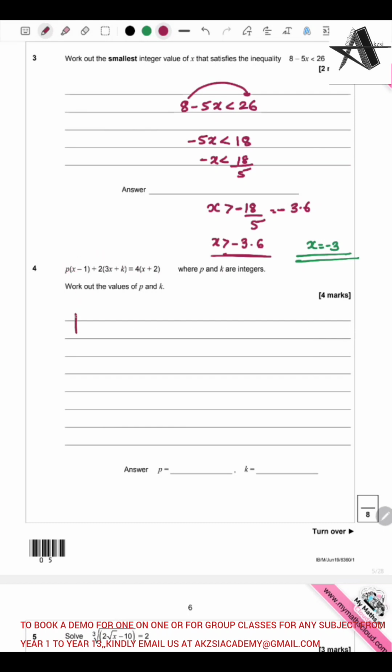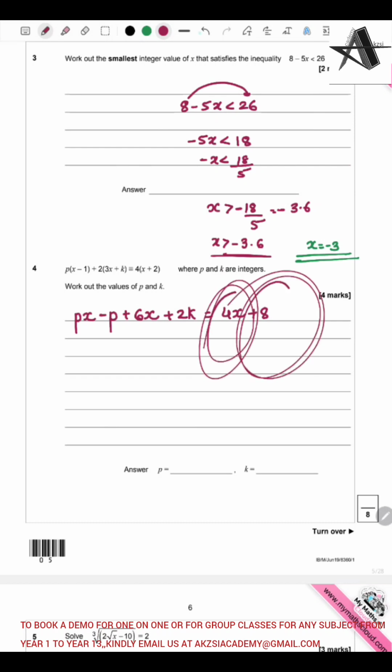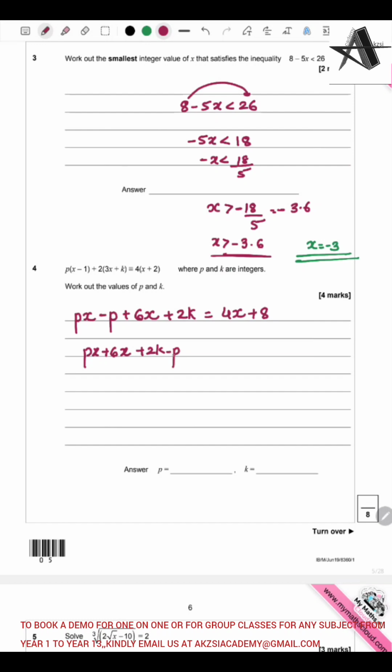So p times x is px, p times minus 1 is minus p. 2 times 3x is 6x, and 2 times k is 2k. Similarly, I'll expand the right hand side. So 4 times x is 4x and 4 times 2 is 8. Now on the right hand side I can see I have x and I have a constant. So I need to bring all x on one side on the left hand side as well. That means px plus 6x, I need to pair them up, and the constants like this.